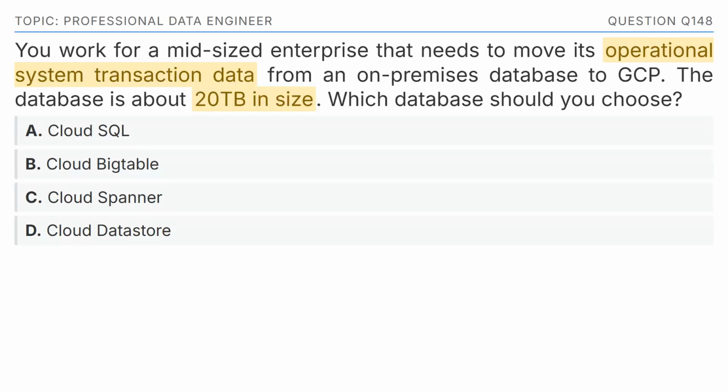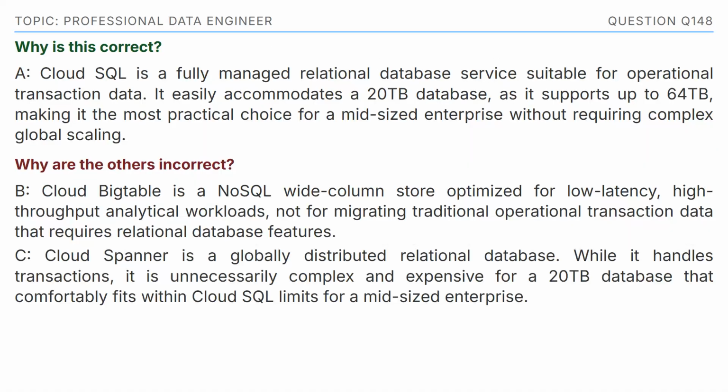To arrive at the correct answer, we focus on the keywords: operational system transaction data, 20 terabytes in size. The correct answer is option A, Cloud SQL. Why is this correct? A. Cloud SQL is a fully managed relational database service suitable for operational transaction data. It easily accommodates a 20 terabytes database, as it supports up to 64 terabytes, making it the most practical choice for a mid-sized enterprise without requiring complex global scaling.